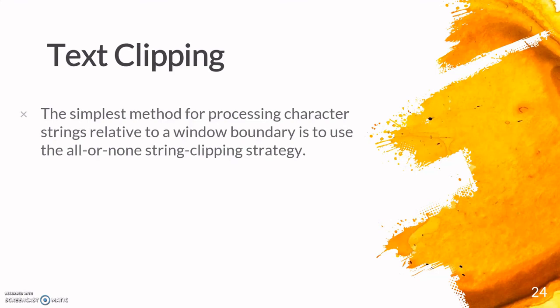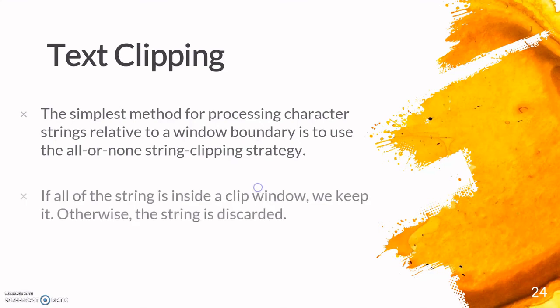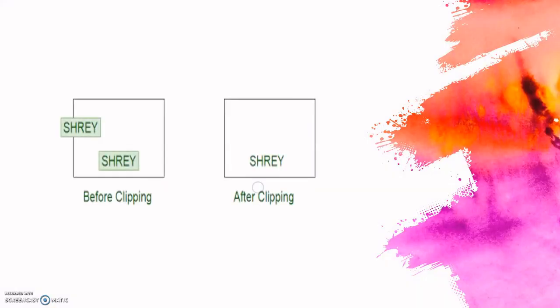So the first clipping strategy is the all or none string clipping strategy. Here if all the string is inside a clip window, we keep it, otherwise the string is discarded. Let's see a figure based on that. See, half of the string is inside the clip window, but we are not taking that string, we are discarding it, and only the string which is completely inside the clip rectangle we are displaying. So this is how we perform all or none string clipping.